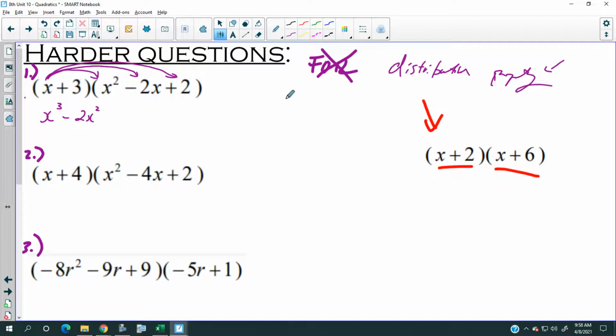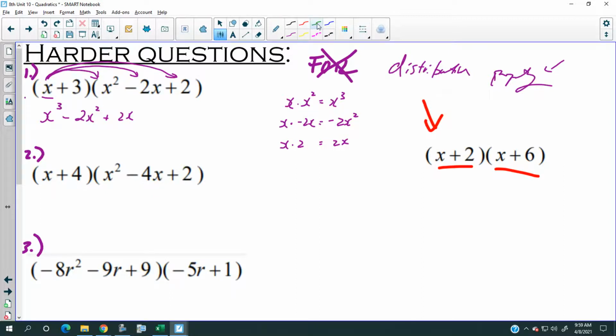So x times x squared, that's x to the third. X times negative 2x is negative 2x squared. And lastly, x times a positive 2 is 2x. So far, so good? I'll write that out too: plus 2x. Now I'm done with the first x, I've distributed the x to every item inside the other parentheses.